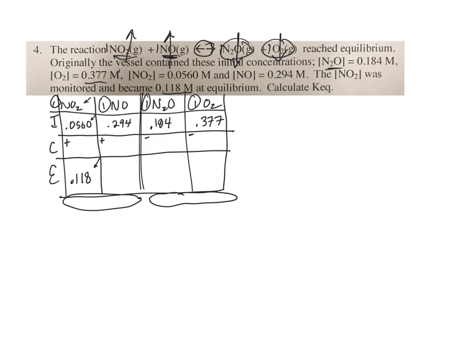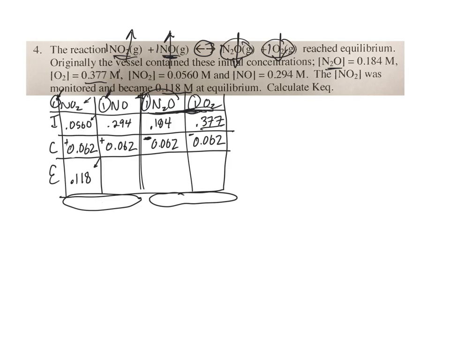So if I ended at 0.118, let's do my calculator here, and it started at 0.0560. So 0.118 minus 0.0560, 0.062. So this number goes up by 0.062. So if that one goes up by that, since it's 1 to 1, this one also has to go up by the same amount. And since it's 1 to 1, these are the products over here on this side, and we use those to create more of those reactants. These ones have to go down by 0.062, and this one has to go down by 0.062.